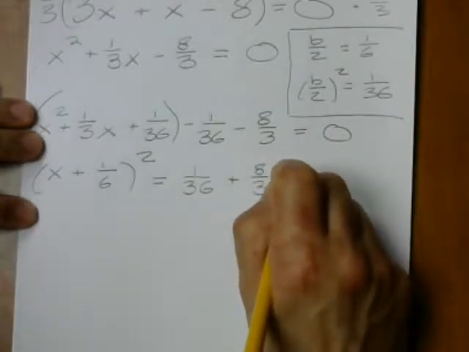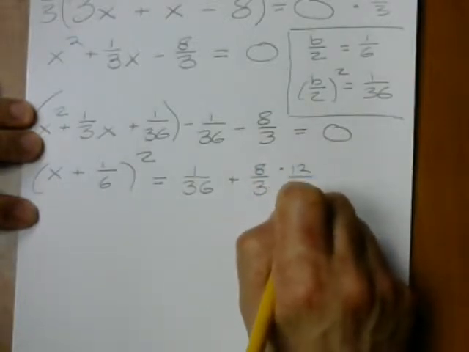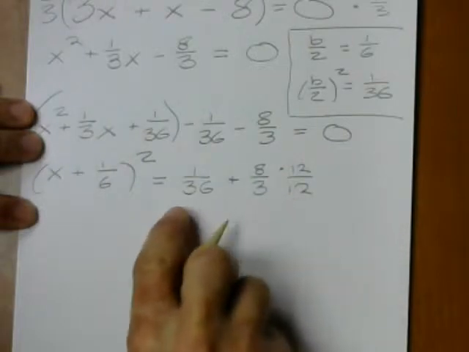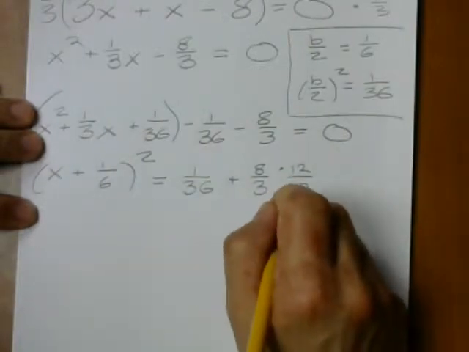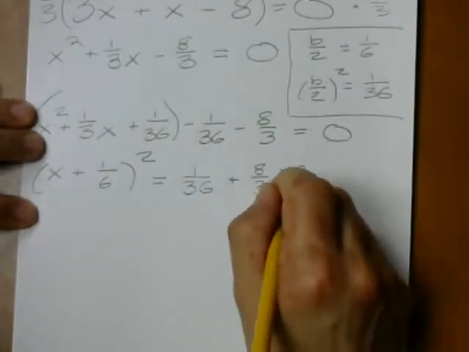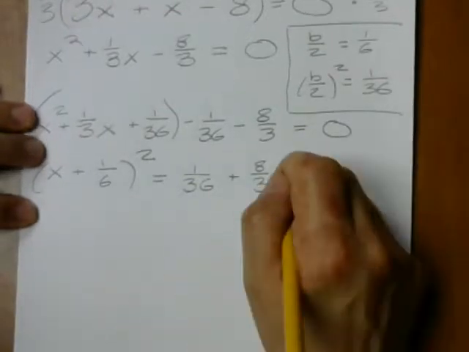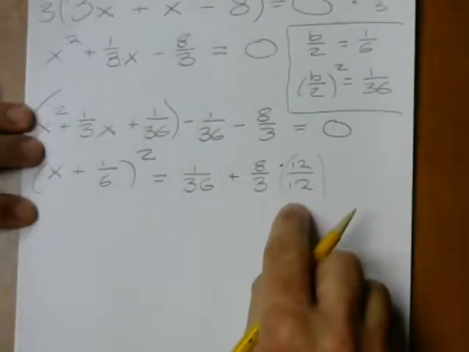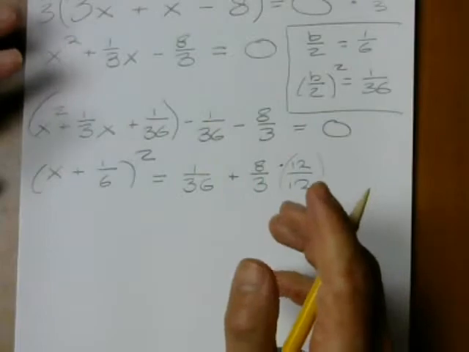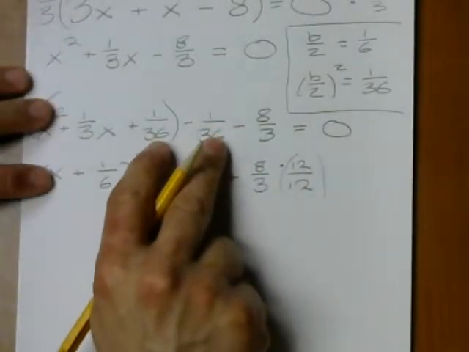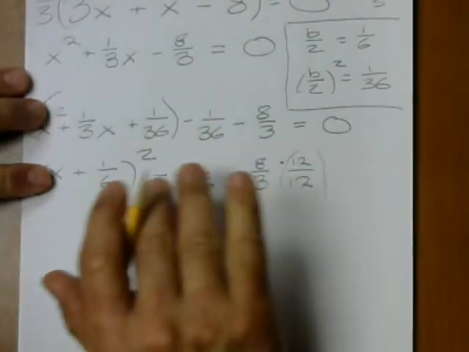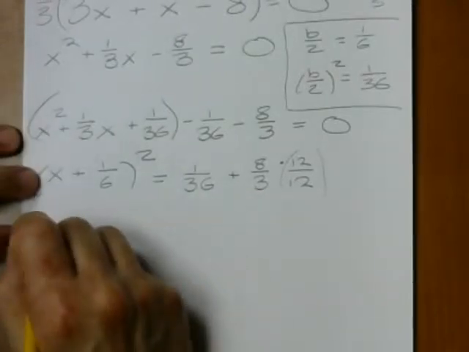8/3. Well, I want to find a common denominator. 36 happens to be 3 times 12. So I just multiply 8/3 times 12 over 12. Here we're using our other trick, right? There's only really two tricks. You can add 0 and multiply by 1. We use these tricks all the time.